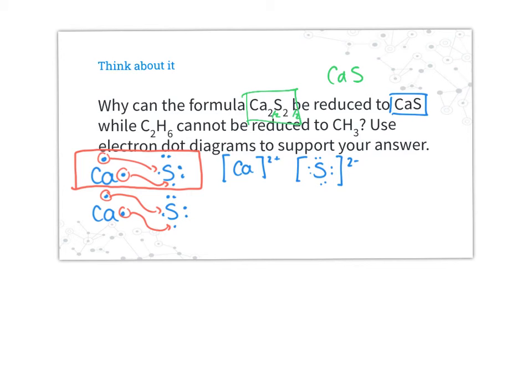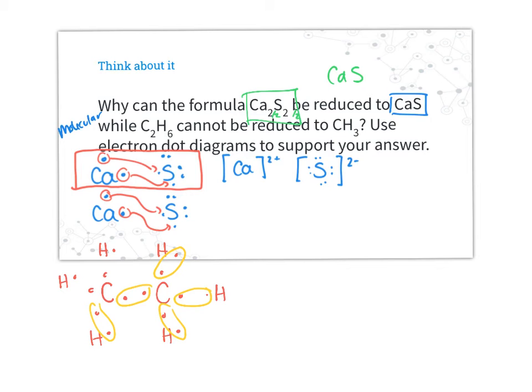C2H6, let's draw this one. In the end, we should have carbon with a carbon and 6 hydrogens. C2H6 is molecular, so we should be pairing their electrons to share. We should be able to share electrons quite easily like this.